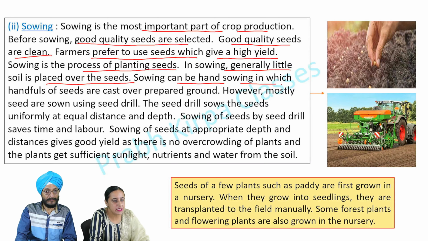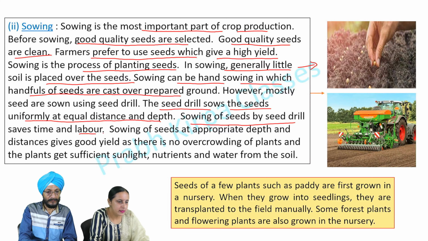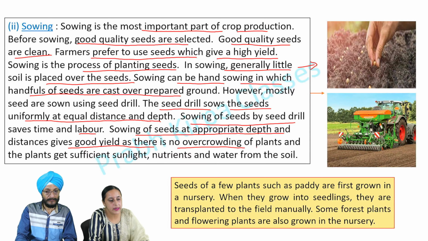Sowing can be hand sowing, in which handfuls of seeds are cast over prepared ground. However, mostly seeds are sown using a seed drill. The seed drill sows the seeds uniformly at equal distance and depth. Sowing of seeds by seed drill saves time and labor. Sowing the seeds at appropriate depth and distances gives good yield as there is no overcrowding of plants and the plants get sufficient sunlight, nutrients and water from the soil.